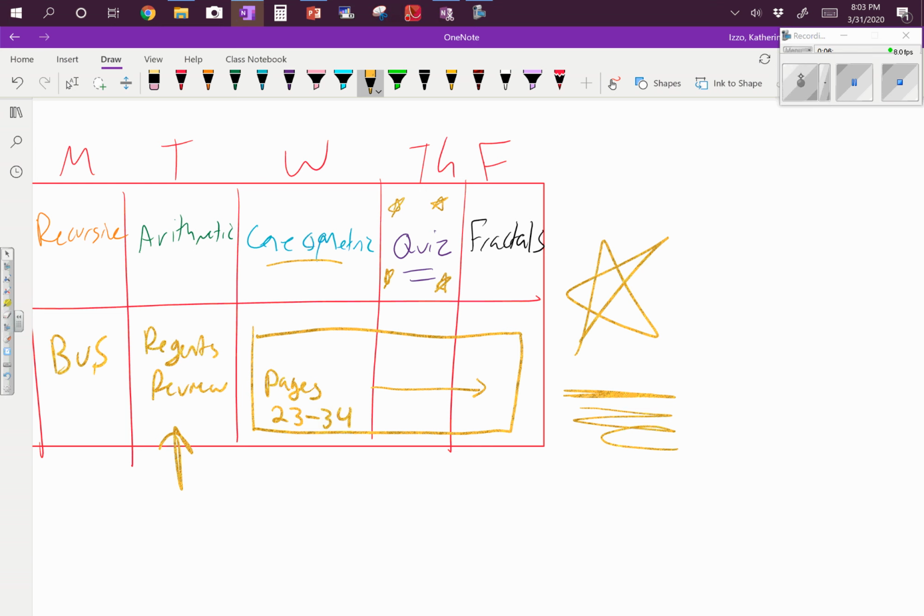Today's geometric, tomorrow's our quiz, and then Friday's fractals. Fractals has a very special place in my heart. All right, let's talk about today's notes.